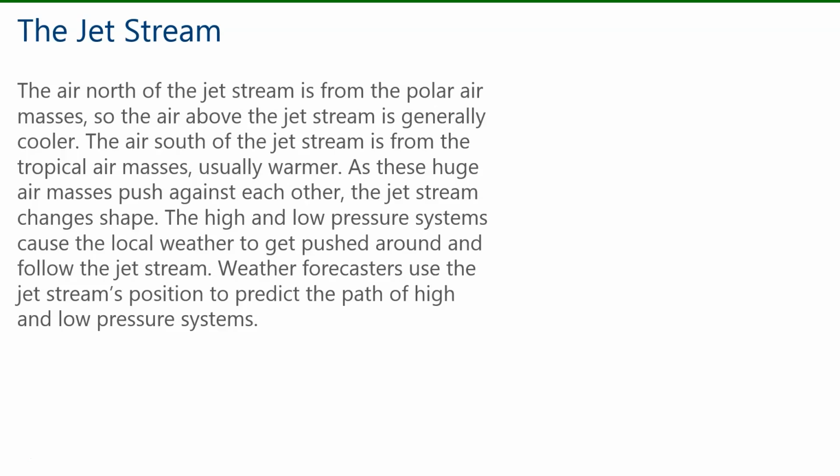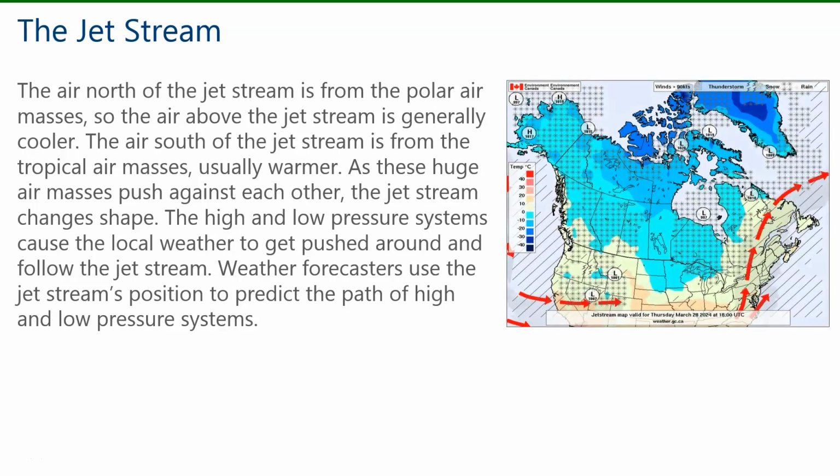The high and low pressure systems cause the local weather to get pushed around and follow the jet stream. Weather forecasters use the jet stream's position to predict the path of high and low pressure systems. So remember that the jet stream is indicated by the red arrows on the map, and low and high pressure systems are indicated by a circle with a capital L or capital H inside.